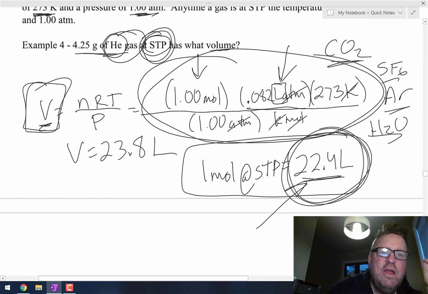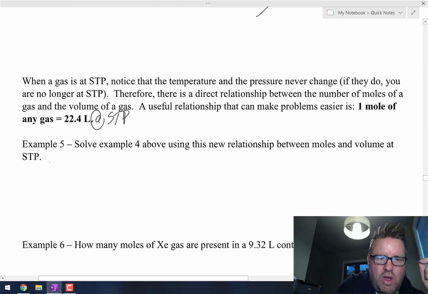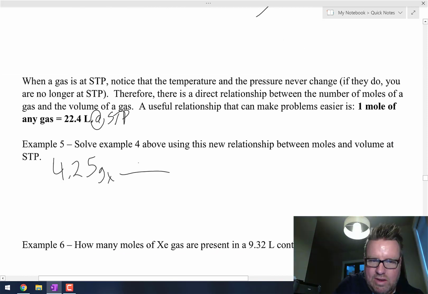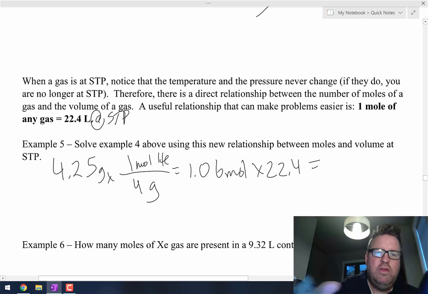So we had 4.25 grams of helium. Another way we could have done this is we could have gone 4.25 grams, and then, showing more of my work here, there's 4 grams in 1 mole of helium, so 4.25 divided by 4 equals 1.06. And that's the moles. And then I could have just multiplied that by 22.4.